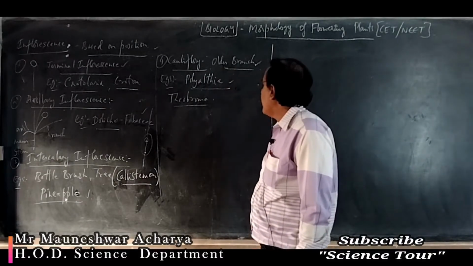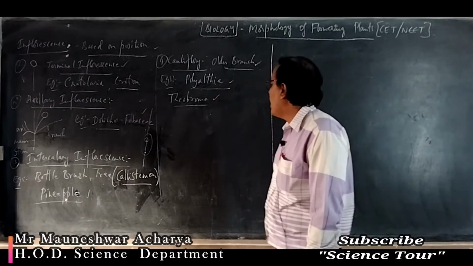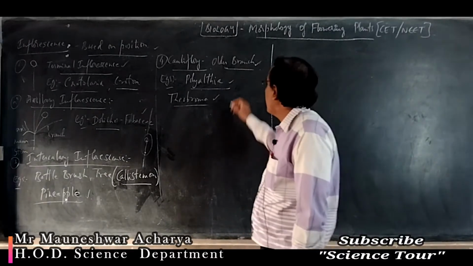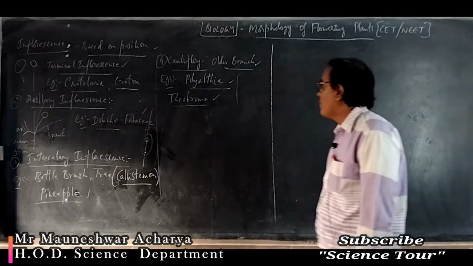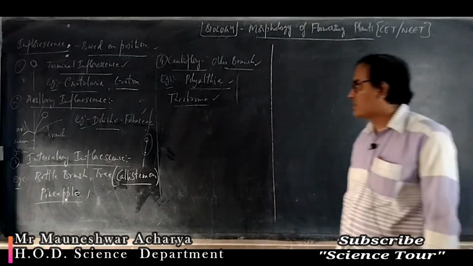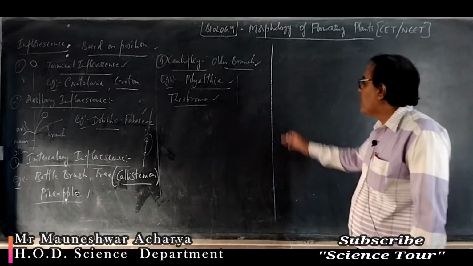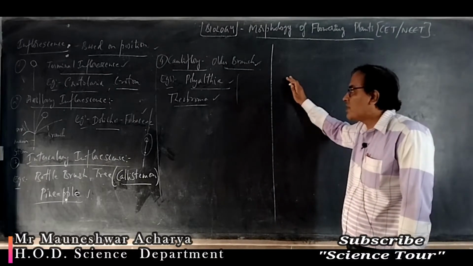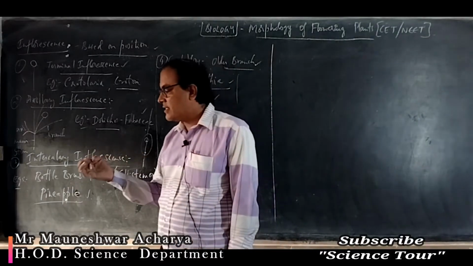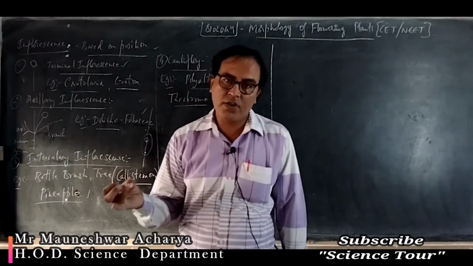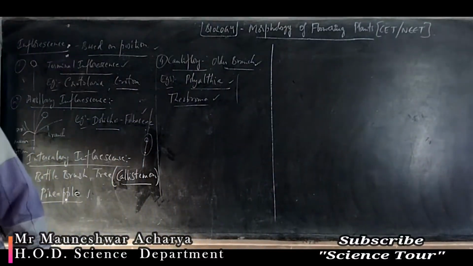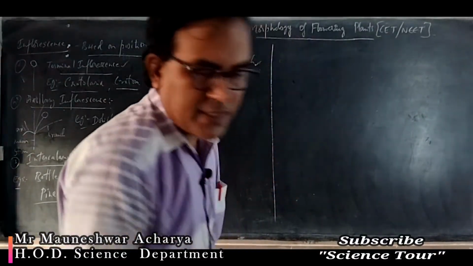Examples are Polyalthia, Theobroma, etc. These are the botanical names or the scientific names of the plants which are the examples for cauliflorous inflorescence. So students, we have studied four different types of inflorescence based on their position: terminal, axillary, intercalary and cauliflorous. We will move to the next important aspect under the inflorescence.